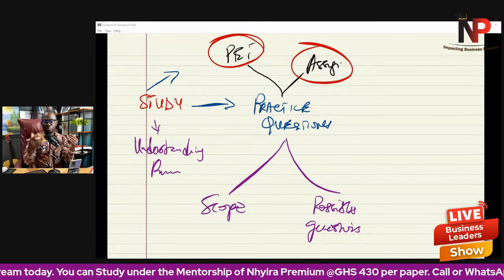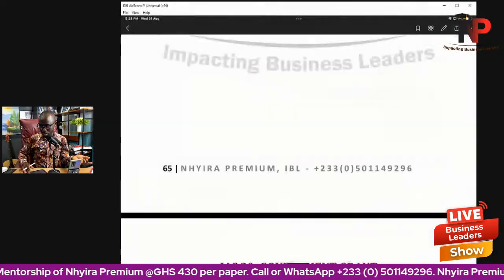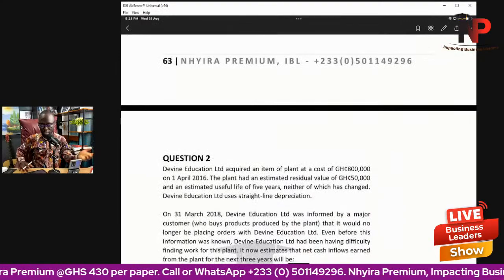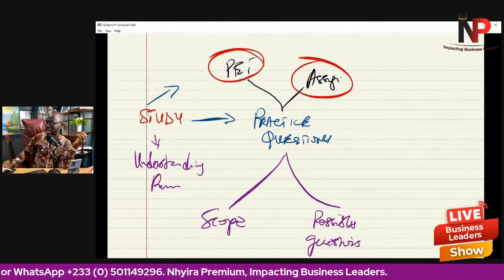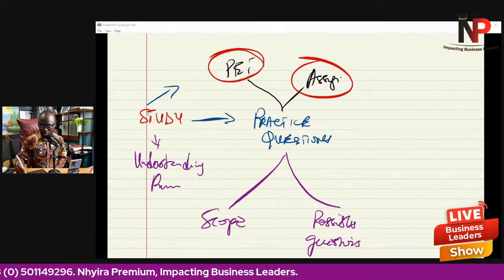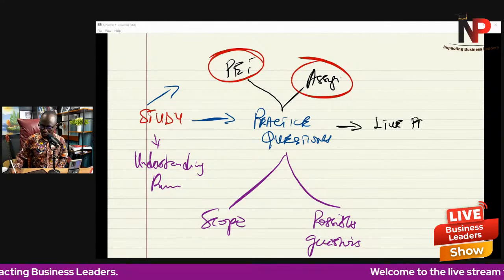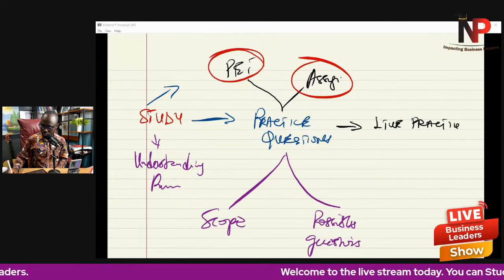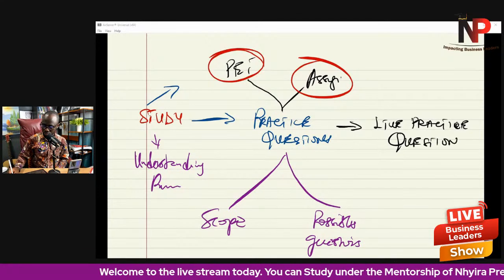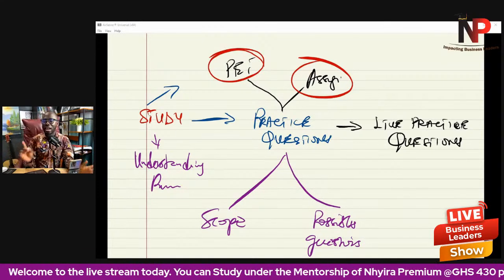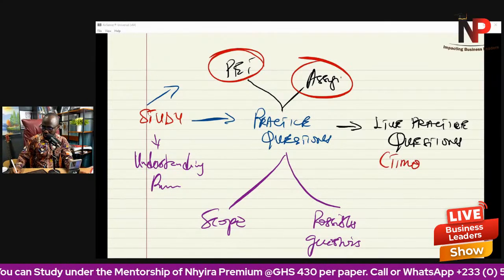Now, after you practice a number of questions generally from this book or the ICA question kit and others, you need to put yourself on a time-tested area. So you got to get access to some live practice questions. Now, why the live practice question? Because live practice questions will have the time available.